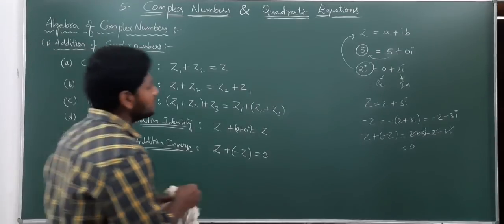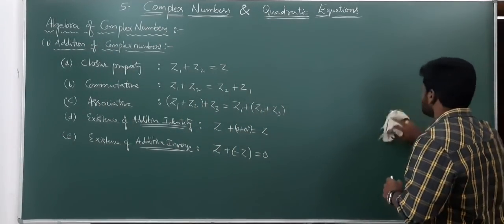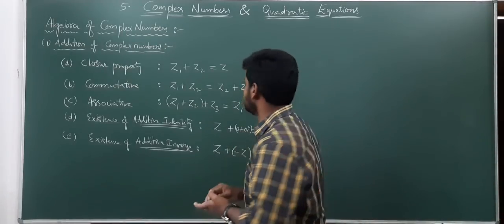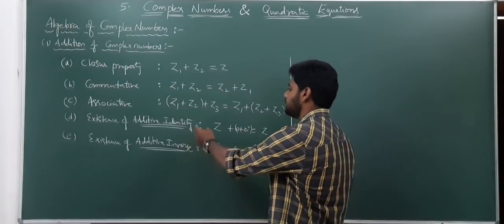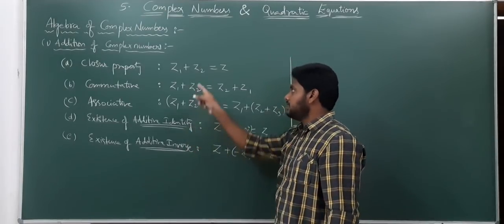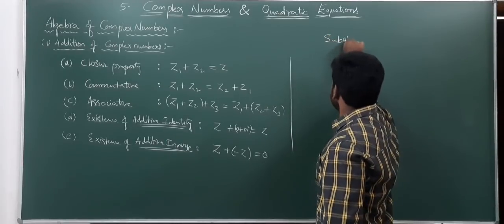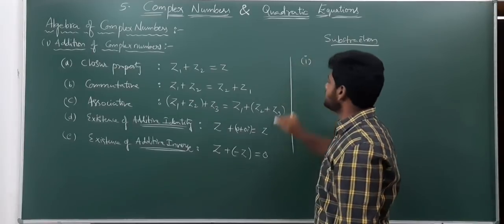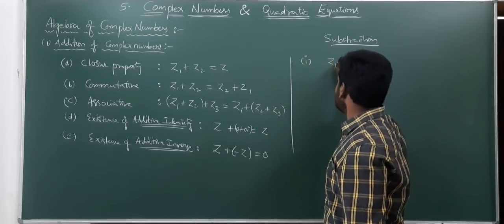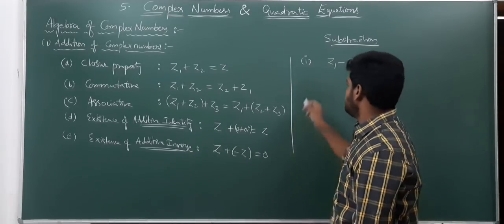And after the addition, we will discuss properties of subtraction. Those are also the same: closure property, commutative, associative, existence of additive identity and additive inverse. Does the closure property obey in subtraction? First one, does it obey or not? Z1 minus Z2 gives again a complex number only, you can check.